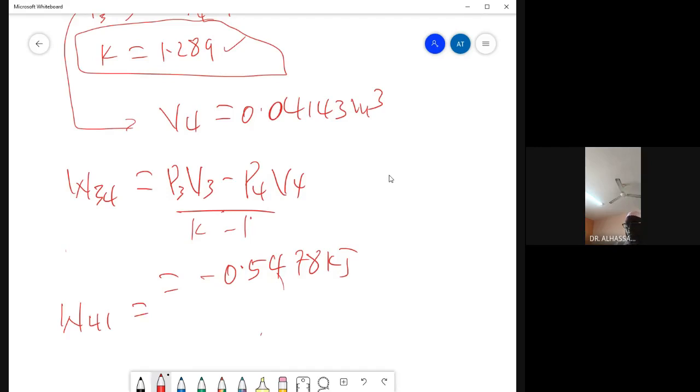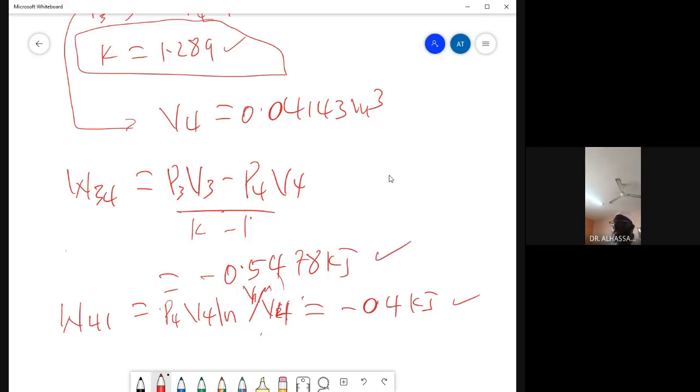W41 is isothermal, and that is P4 V4 log of V1 divided by V4. If you calculate this, minus 0.4 kilojoules. Now the total work done, or the net work done, is this plus 0 plus W12.